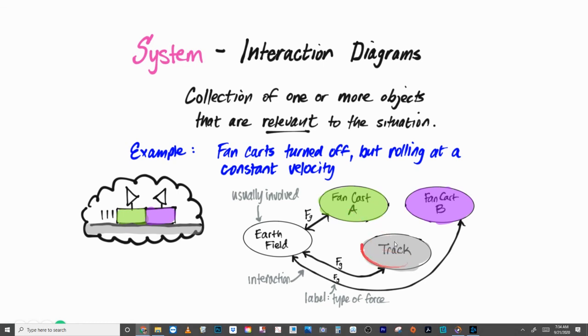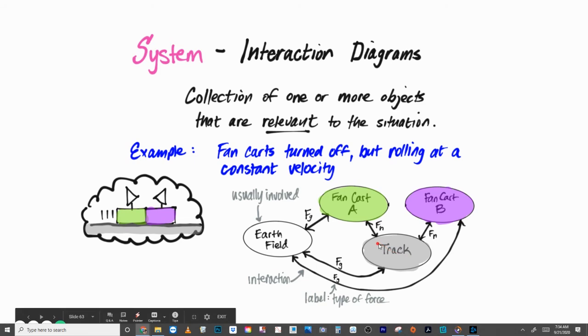Well, the track looks like it's in contact with the carts, and that's a perpendicular contact, so that would be the normal forces between them, right? Notice these aren't the forces here, these are interactions. The interactions have forces involved.